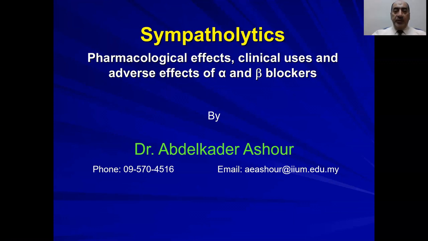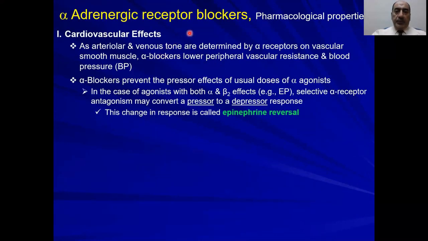We are going to continue today our series about sympatholytics by talking about their pharmacological actions, clinical uses, adverse effects, and contraindications of these alpha and beta blockers. Number one, we are going to start with the alpha adrenergic blockers, their pharmacological properties. Number one, the cardiovascular effects, the effect on the heart and blood vessels.